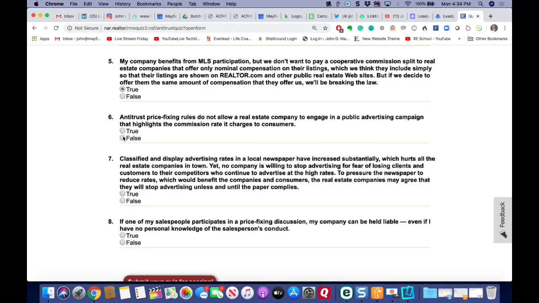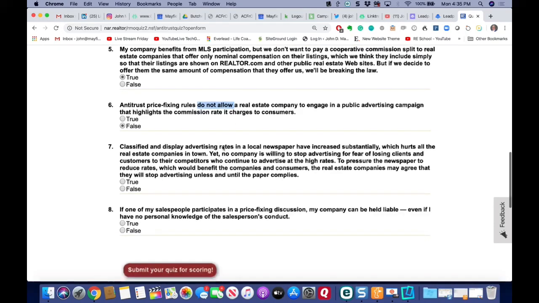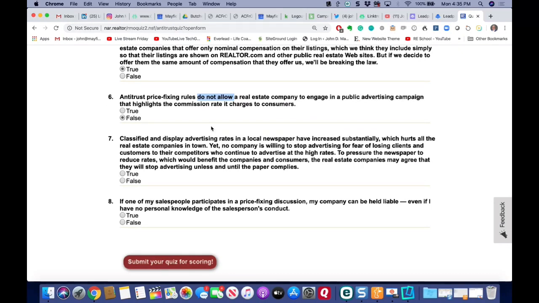I think that's false. It says do not allow, but I think you're allowed to highlight the commission rate you charge. You just wouldn't want to say in your commercial, everybody else charges this, we only charge that. I think that's where you could get in trouble.